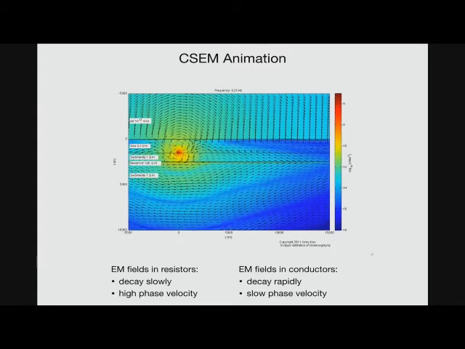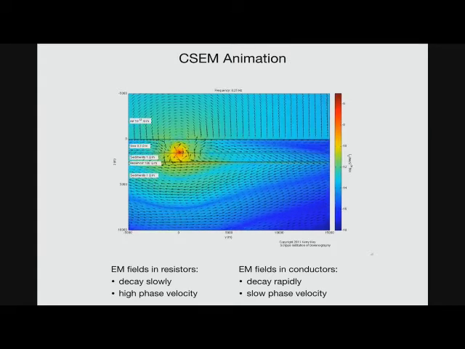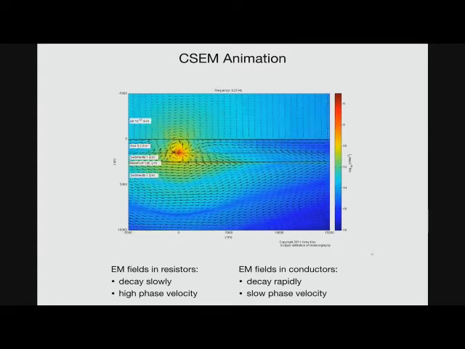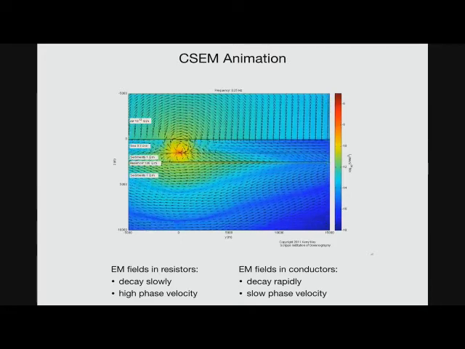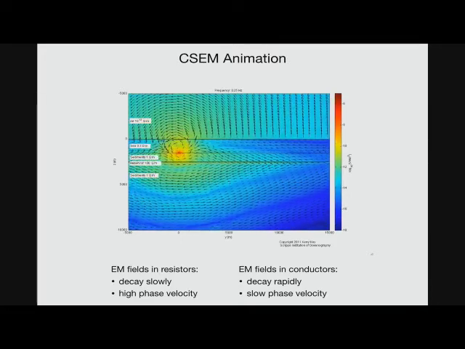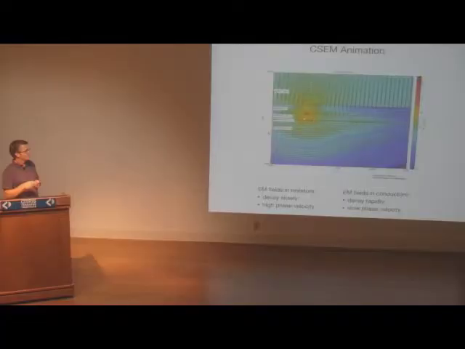And so the key thing to note with this simulation is that in resistors, the electric fields decay slowly, and they have a high phase velocity. And in conductors, they decay rapidly, and they have a slow phase velocity. So what happens is when we pulse the transmitter, you get good coupling into this resistive layer, and because it's resistive, the fields decay slowly, and they have a high phase velocity. So it acts like a waveguide, and you can get this EM wave transmitting out through this thin layer. You can actually see with this little phase front that comes through here, you can actually see it traveling up from the resistive layer and down from here. Whereas the energy that goes through the ocean is traveling really slowly, and it's attenuating very rapidly.